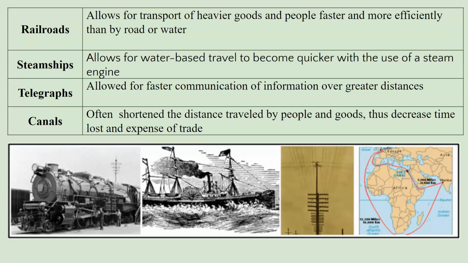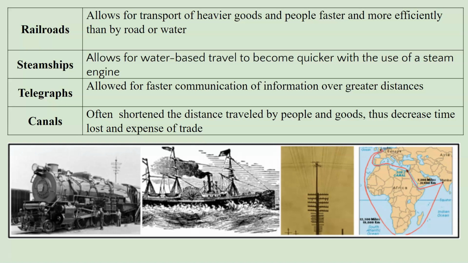Okay, gold standard. Technologies that come out of industrialization: the railroads allow for transport of heavier goods and people faster and more efficiently than by road and water. The lines can be more direct, and it runs on steam. Steamships allow for water-based travel to become quicker with the use of the steam engine. Telegraphs, they're kind of the forerunner to the telephone and now the modern day internet, allowing for faster communication of information over greater distances.